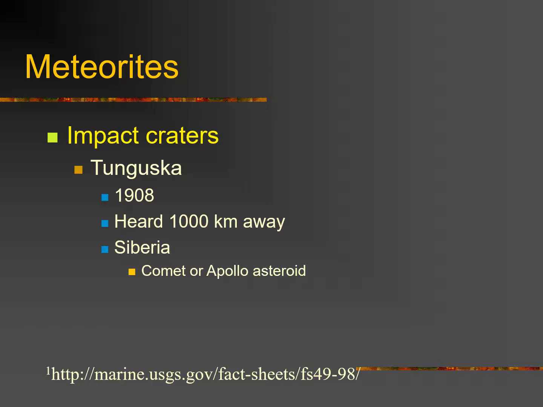Okay, Tunguska is another impact event. This occurred in 1908. The impact could be heard 1,000 kilometers away, and it lit up the sky to the point where in Great Britain they could see it. It is in Siberia, and we believe, based on the evidence, that it was probably a comet or probably an Apollo asteroid.